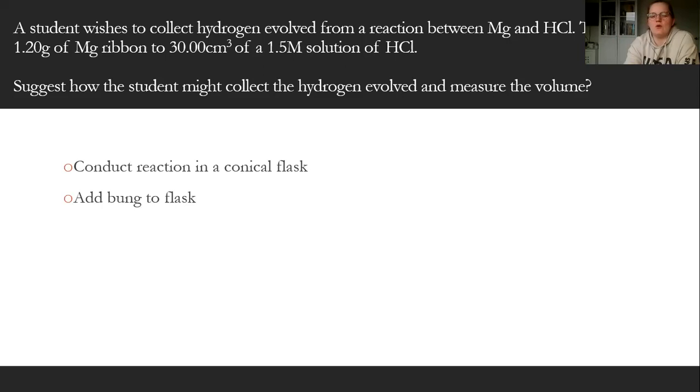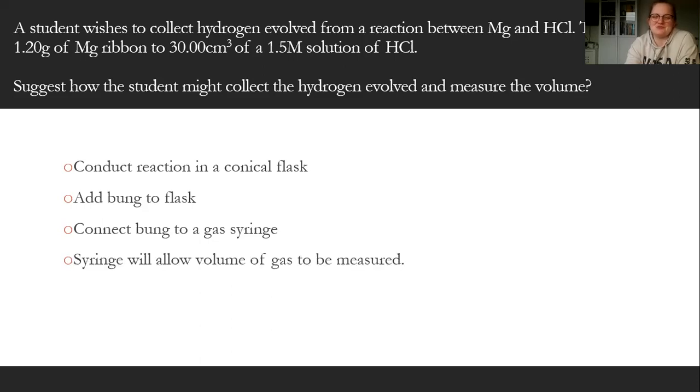So something you'll have seen quite a lot before is gas syringes. So what you can do is, if you have the reaction taking place in a conical flask, you can add a bung to the flask. The bung can get connected to a gas syringe, and therefore the syringe will allow the volume of gas to be measured. You can do some other strange things.